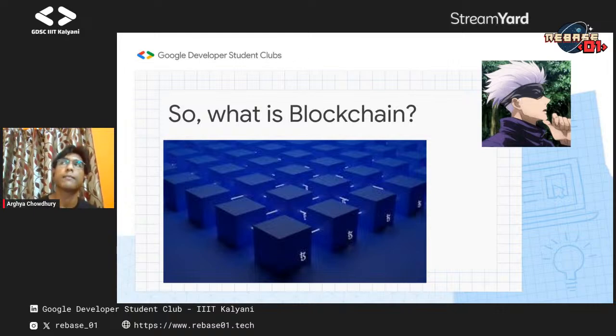Now, from the name you can understand what blockchain exactly is, right? It's basically a chain of multiple blocks. Now, what I mean by multiple blocks is, what do these blocks contain? These blocks contain records of transaction data, right? It contains records of transaction data, and these are connected to each other. So how does the whole architecture look like exactly? How does it even connect?